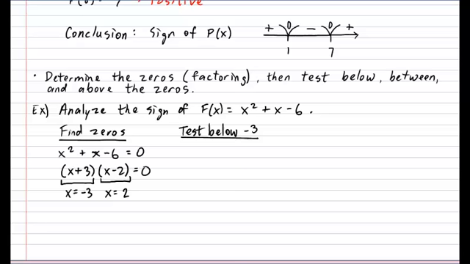So, pick any number that's less than minus 3. How about minus 4? Could be anything. So, what is the value of f when x is minus 4? Well, I punched it all into my calculator, and I got a positive result. Okay, interesting. Well, let's see what happens between minus 3 and 2.